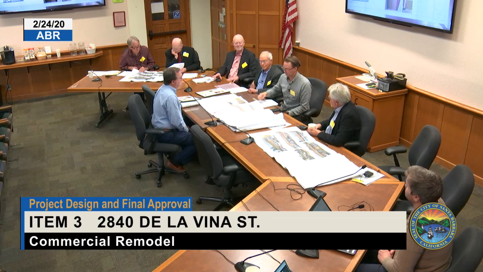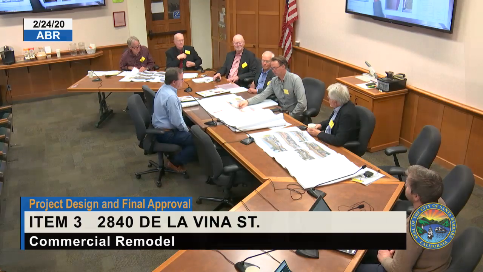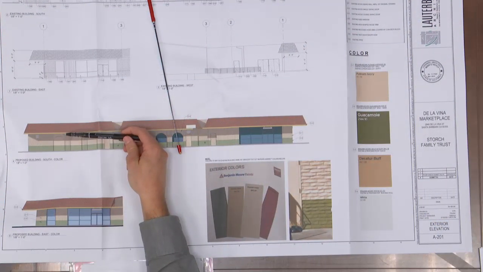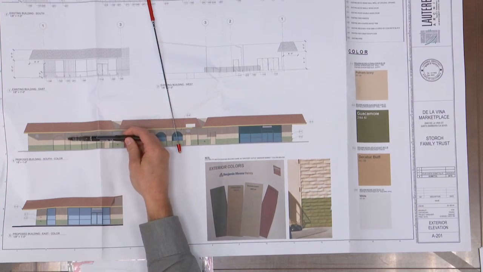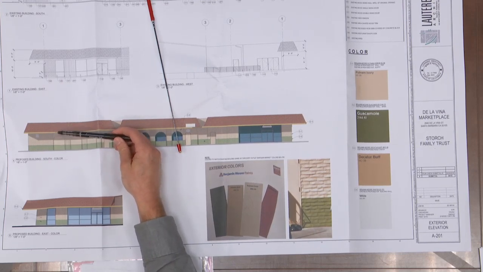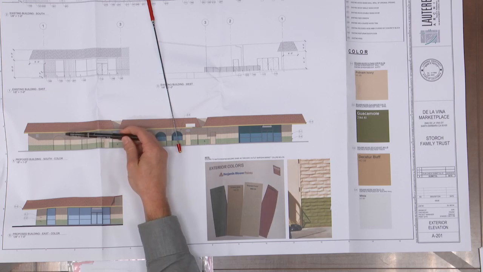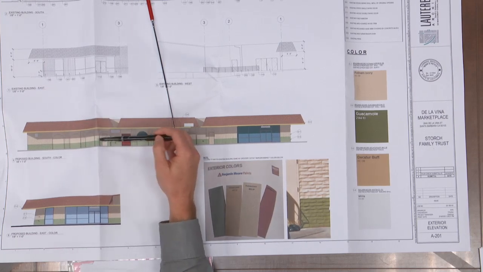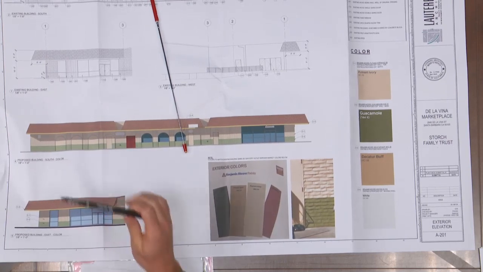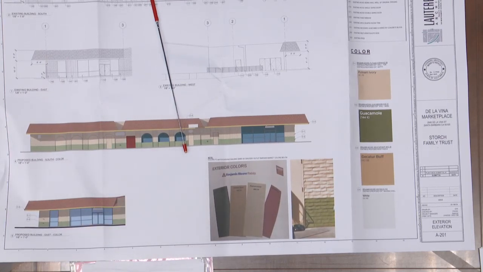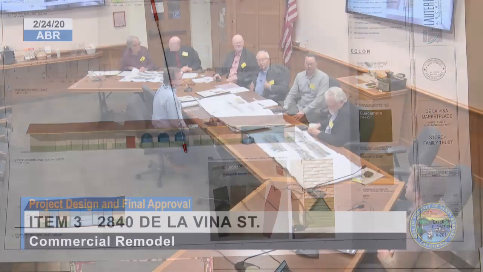Okay, this is a question for Board Member 6 then. So this would appear to be a single squared off opening. Can that be achieved? We would love that to happen. These four. Okay. Let's go to comments then.